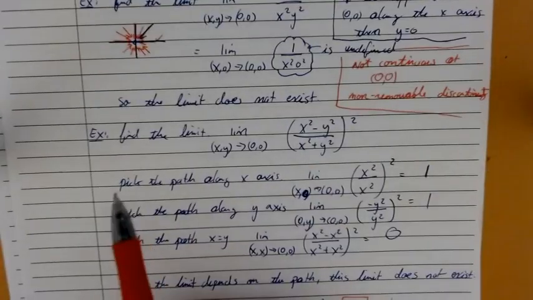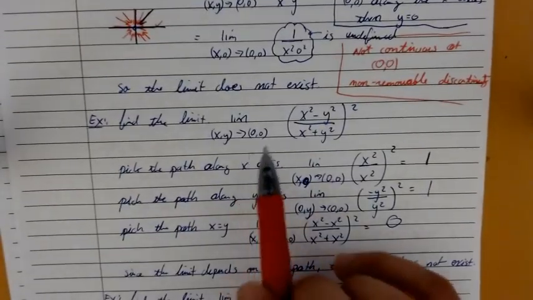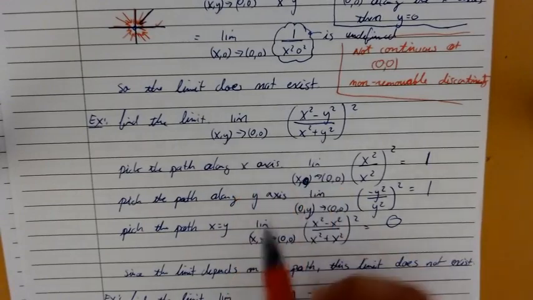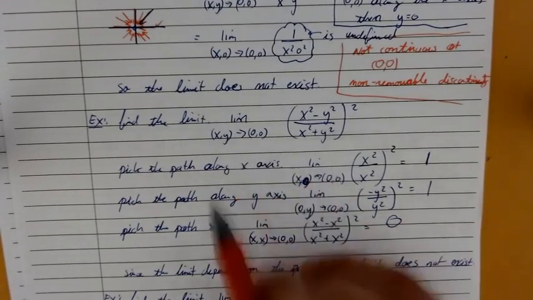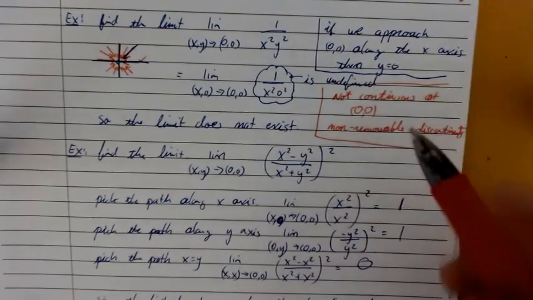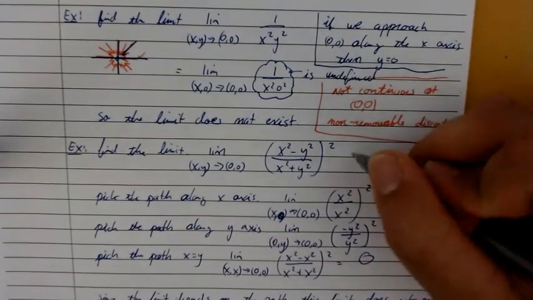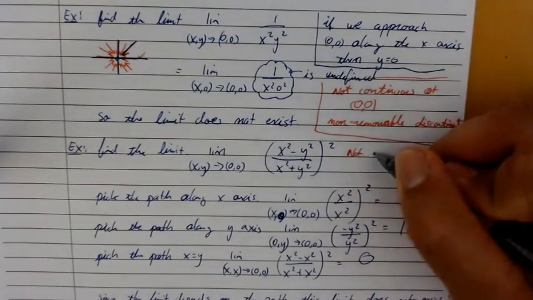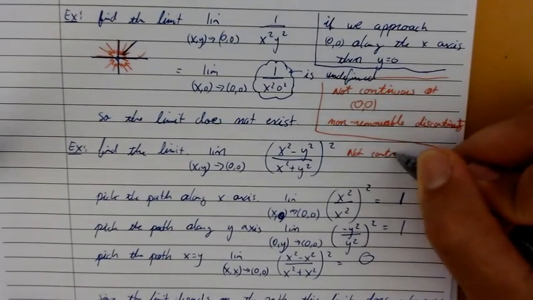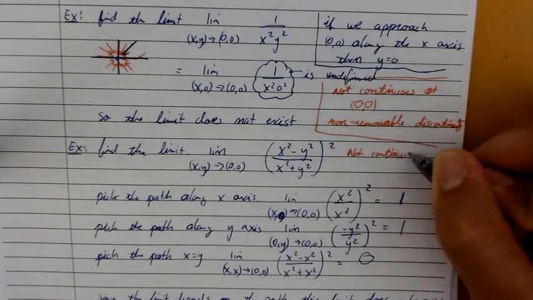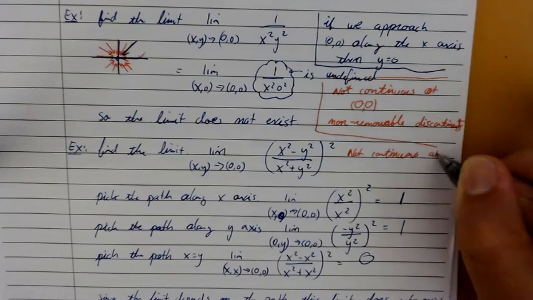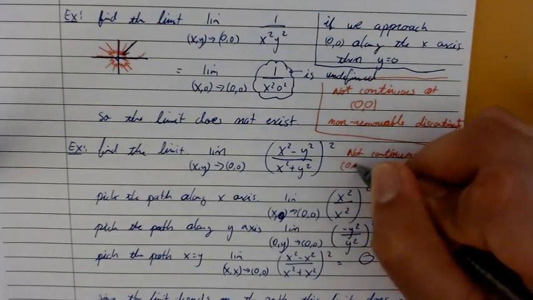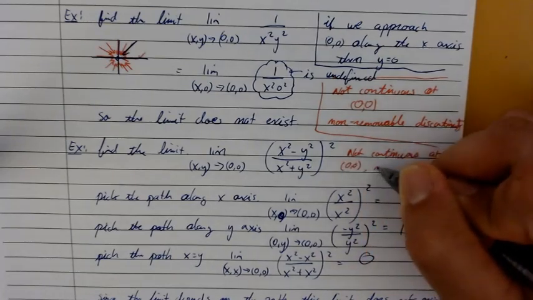Okay. Here, this one, it looked the same thing. We could not plug it in to get an answer, nor could we simplify it. Here, the limit just does not exist. So again, this is not continuous and non-removable. Not continuous at 0, 0, and it's non-removable.